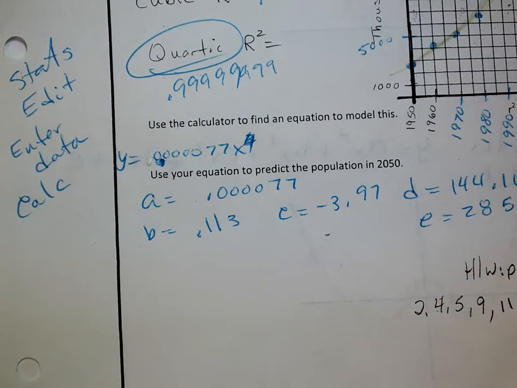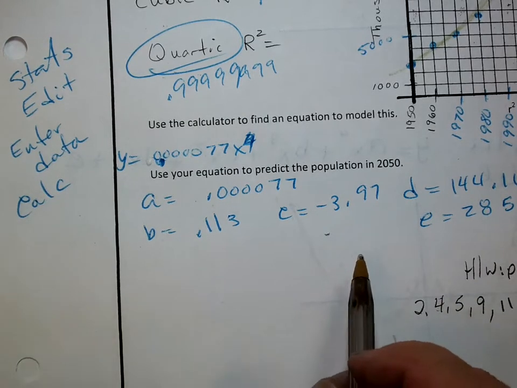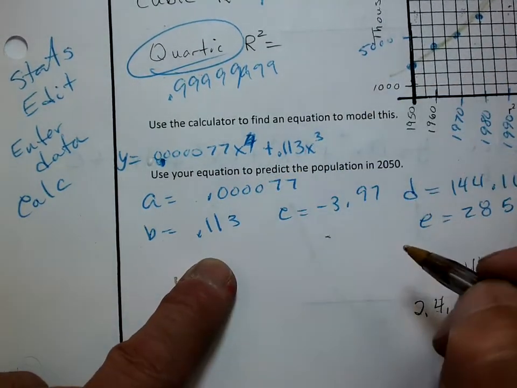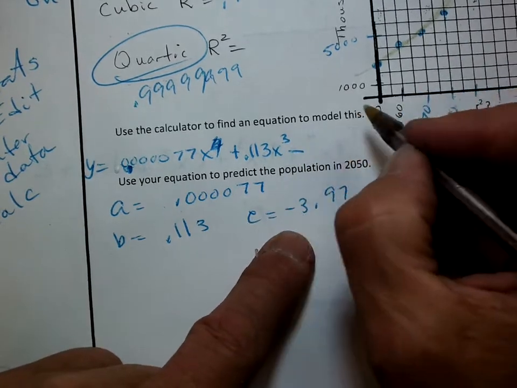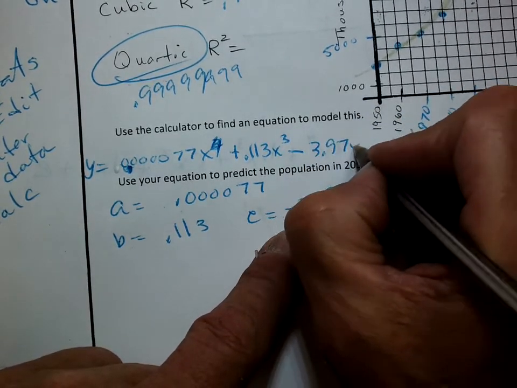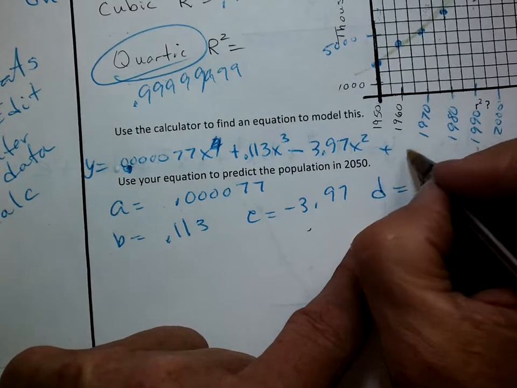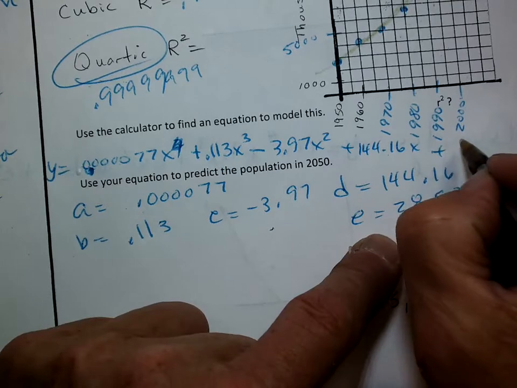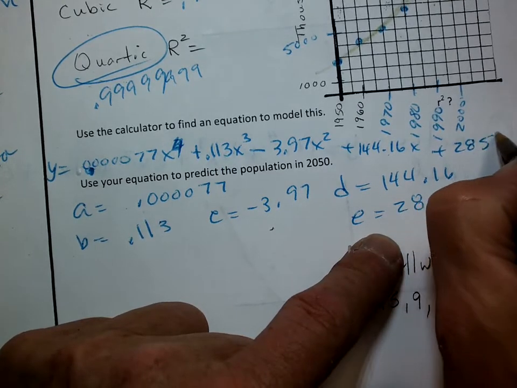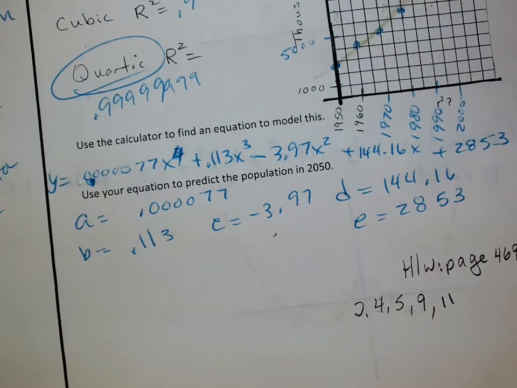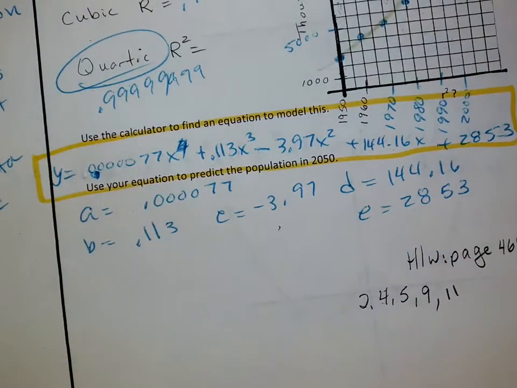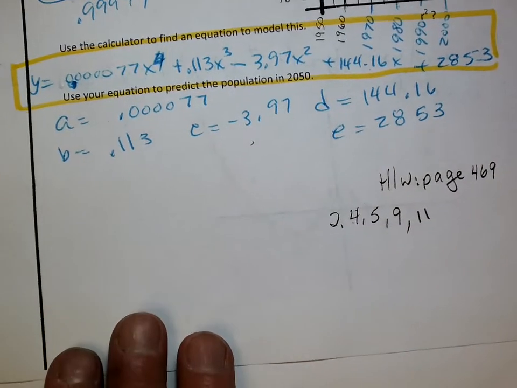Good eye. And then, let's see, we're also going to have then a plus 0.113x cubed, right? Minus a 3.97x squared plus 144.16x plus 2,853. Okay, I'm going to highlight that because that's my answer, okay? I'll highlight that. Right. So that's my equation, right? That's my equation. Whew, that's a big equation, right?